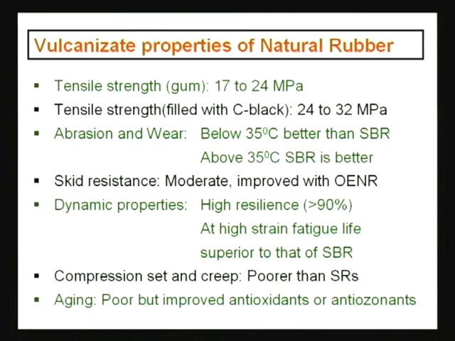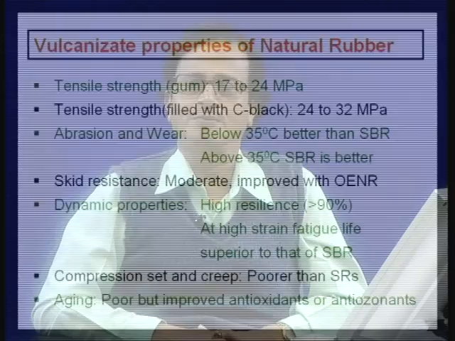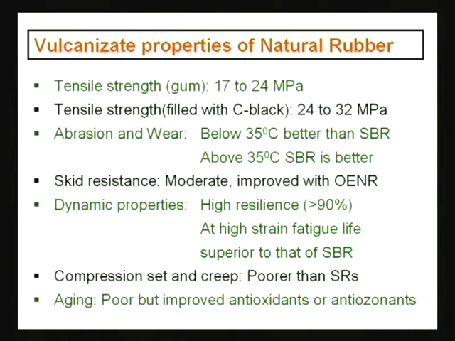Then the vulcanized properties of natural rubber. Tensile strength is given as a range of 17 to 24. It varies from compound to compound and from rubber to rubber; it is not fixed, it may be 15 to 28, 30. This is not rigid, it is variable, depending on the nature of the polymer and the nature and quantity of additives used. Tensile strength of field rubber, field vulcanized, is around 24 to 32.